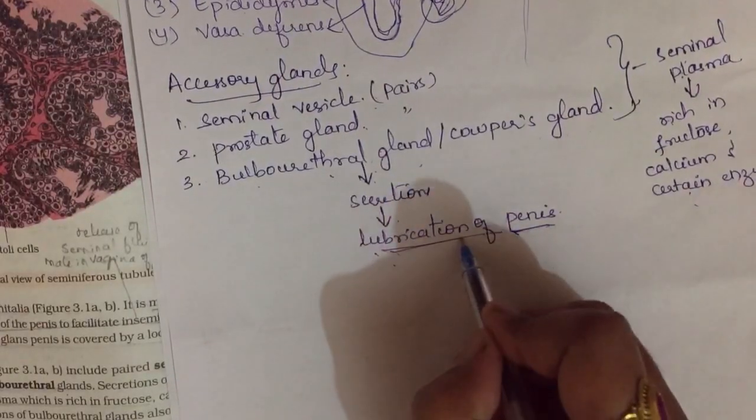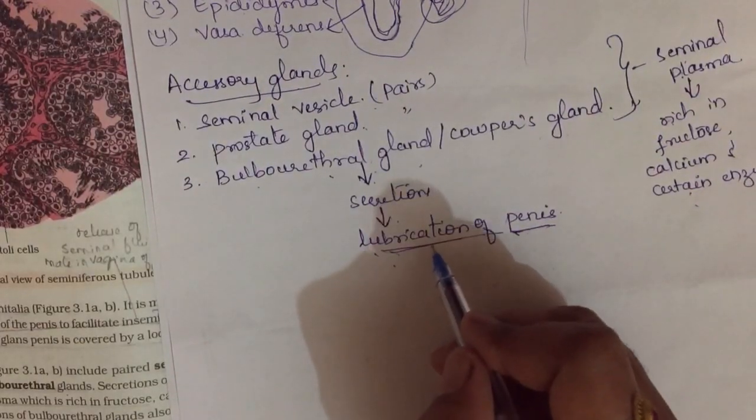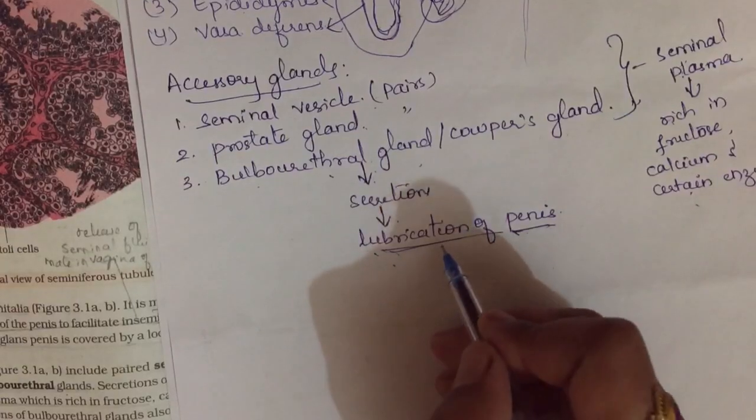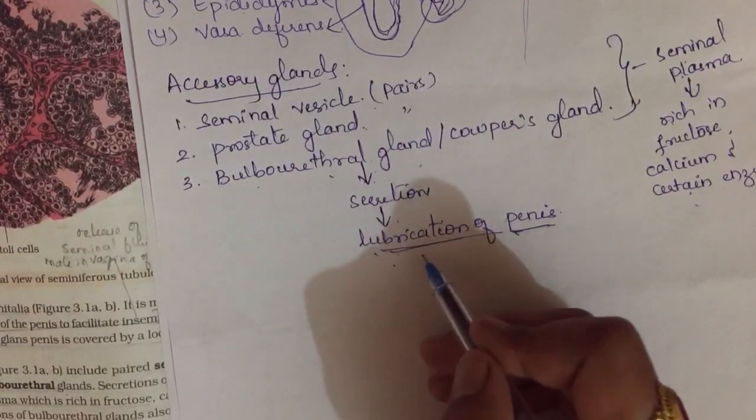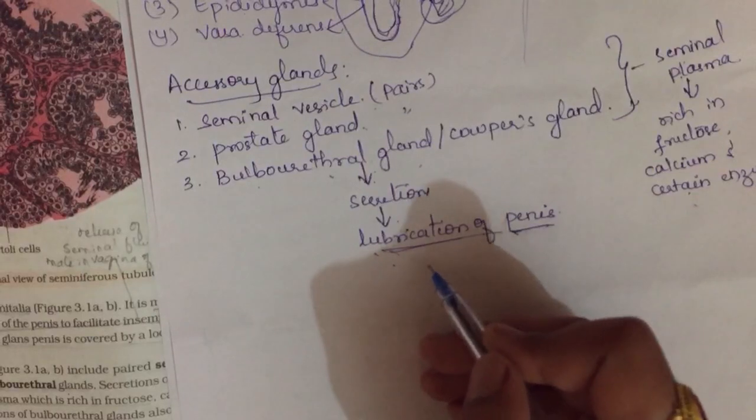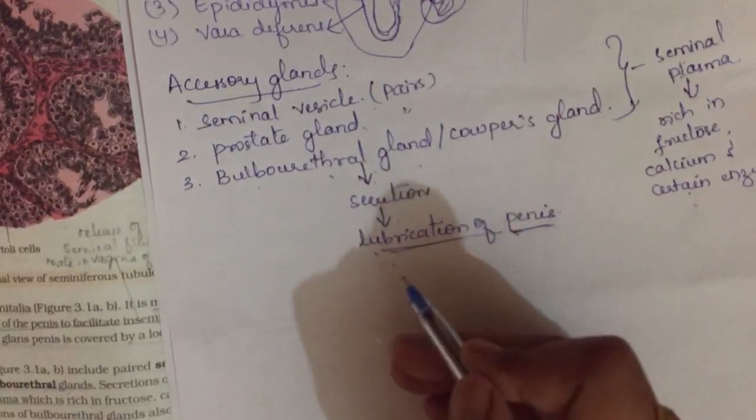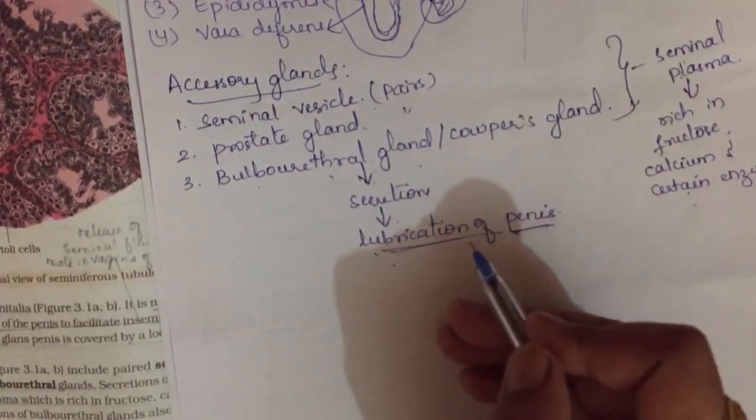Now lubrication, in simple terms, is nothing but oiling or greasing. For machines we use oil and grease so that the machine moves smoothly.